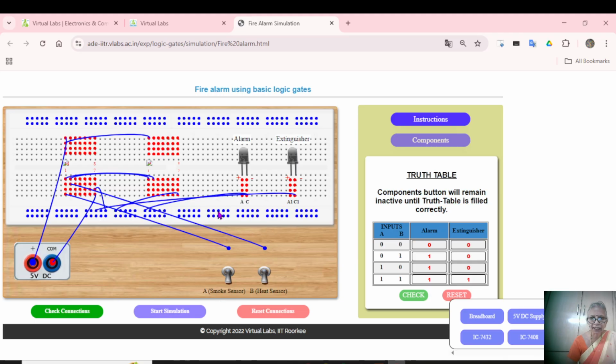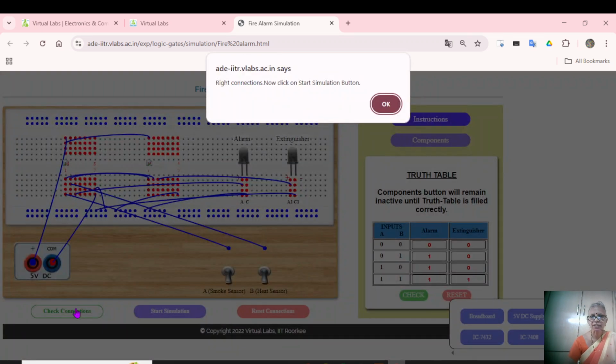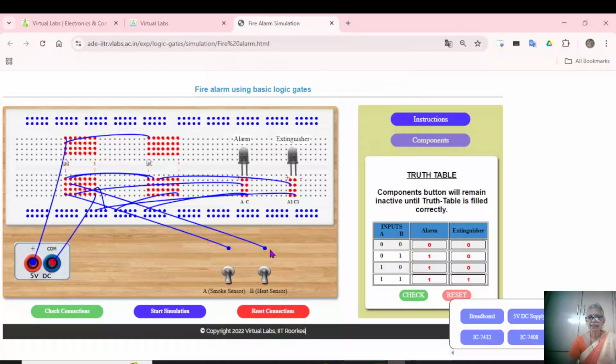So one LED, let me connect it to the output of the first gate, that is pin number 3. The other LED is connected to the output of the second gate, that is pin number 3. Right. So now check connections. It says connections are correct. Then only the simulation button will be on. Start simulation.